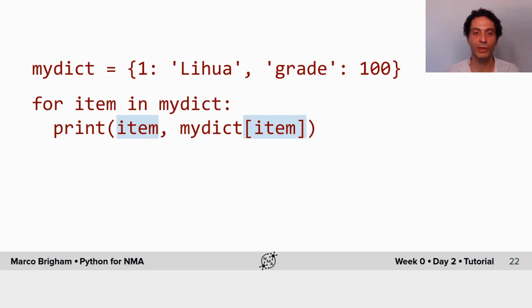Okay, and how can we loop to recover our keys and values? So as before, we take each item in my dictionary. By default, when you write like this, it will iterate over the keys, and we print item, which is a key, and my dictionary indexed by the key. So then we have key 1, value lihua, key grade, value 100.